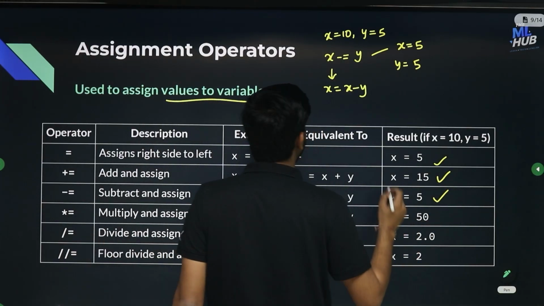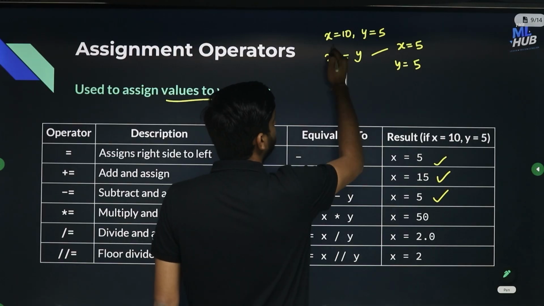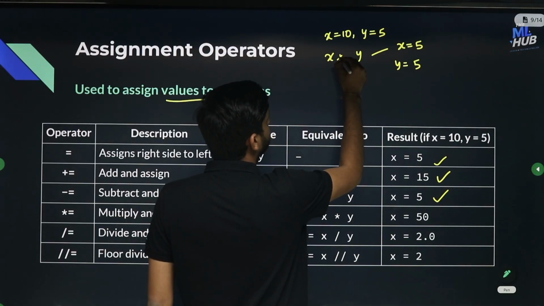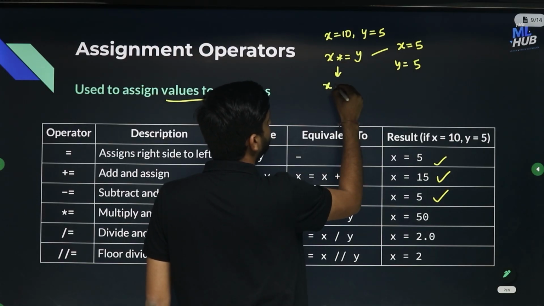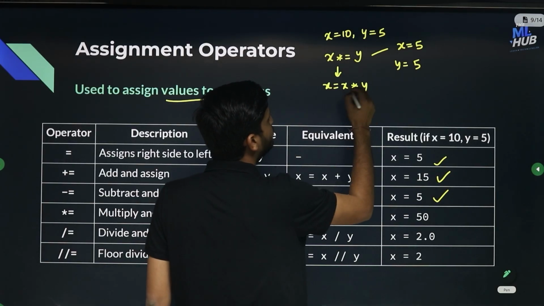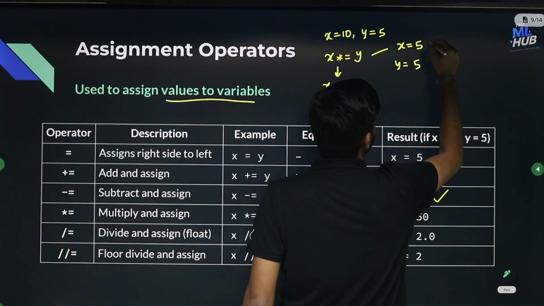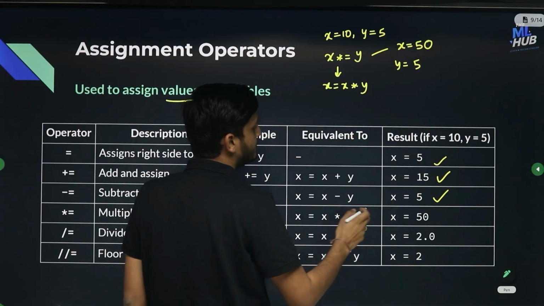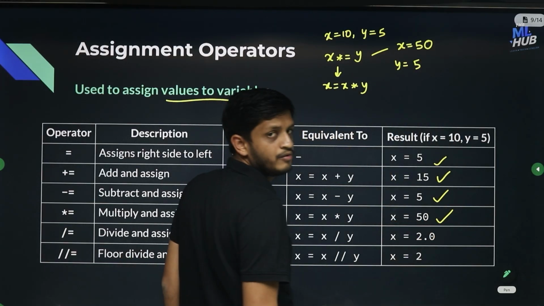Now next is multiply and assign. So if I do multiply and assign, it is equivalent of writing x equal to x into y. So x into y is what? 10 into 5 is 50. So after this operation, x will become 50 and y will remain as it is. So the result is x equal to 50.